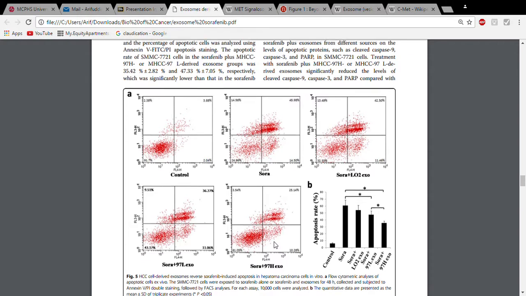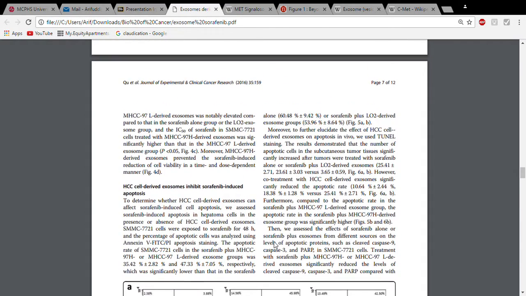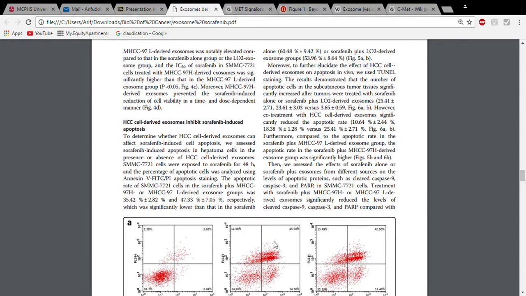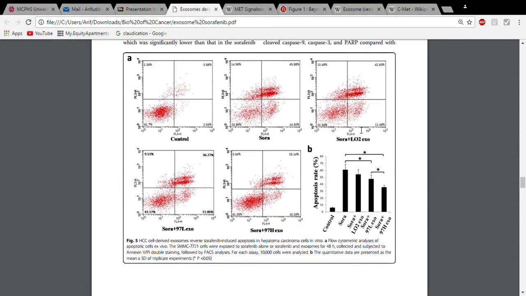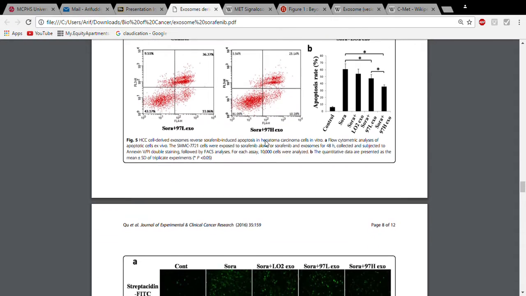So that just shows that the action of sorafenib was resisted or reduced greatly. And it also compares the 97H and 97L cell lines. The 97H decreased or inhibited the action of sorafenib even more.